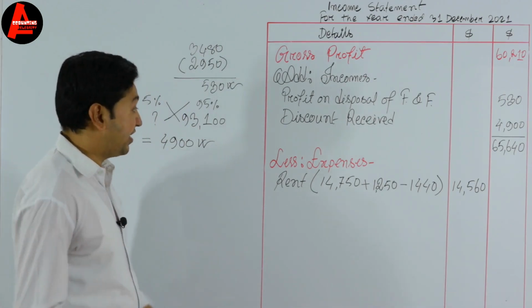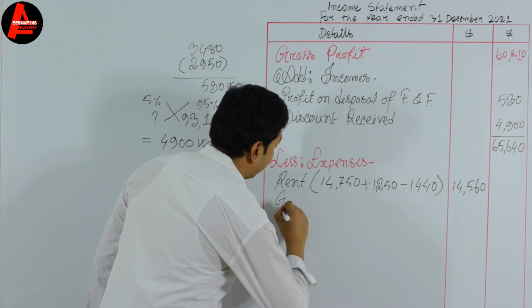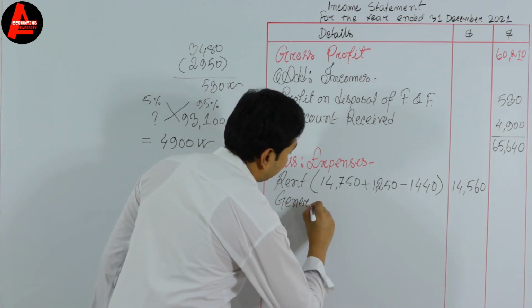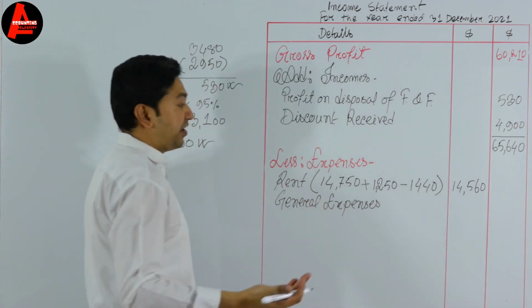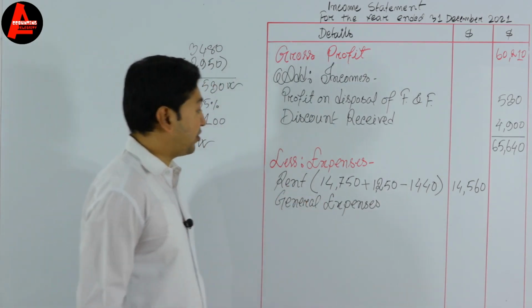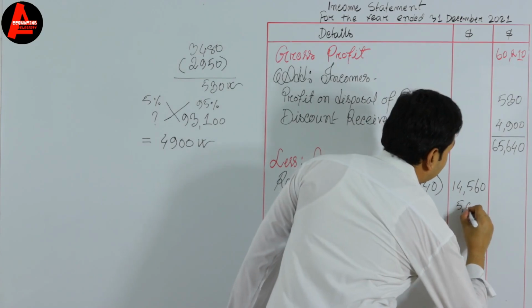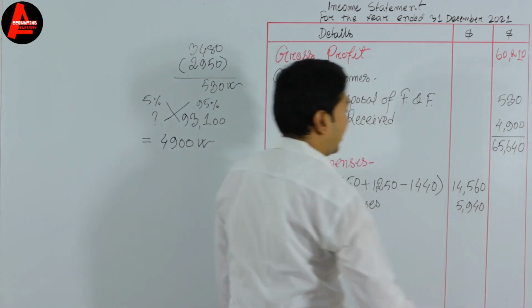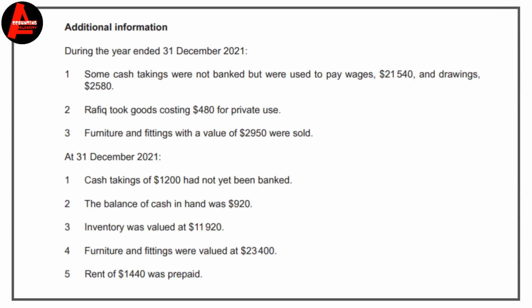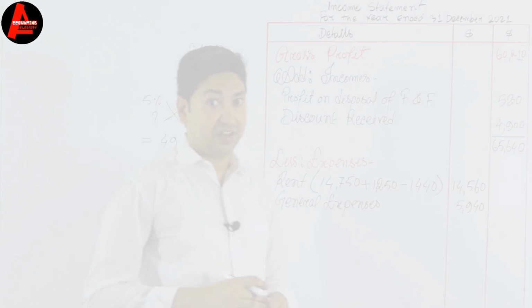Now we have general expenses in the question. So let us write here general expenses. We don't have an adjustment with the general expenses, so we will write this amount directly, $5,940. Great, so what do we have? Adjustment number 1, some cash takings were not banked, were used to pay wages, $21,540, and drawings $2,580. Drawings are not related, but wages will come here.